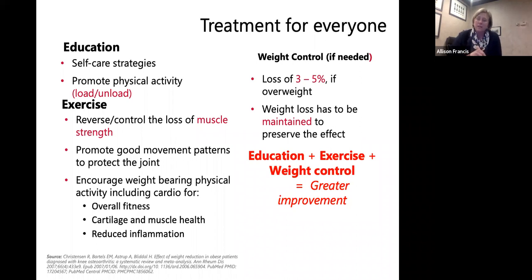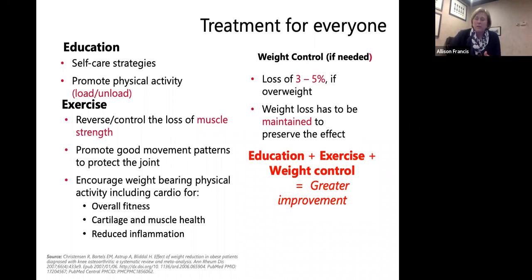So understanding that when we load a joint, we will have cartilage cells turn over. And if we completely avoid any load or any amount of compression through that joint, the cells will not have a chance to turn over and have good regeneration, and therefore we can't promote a healthy joint.